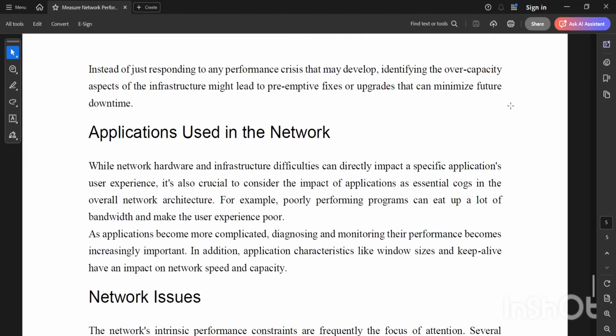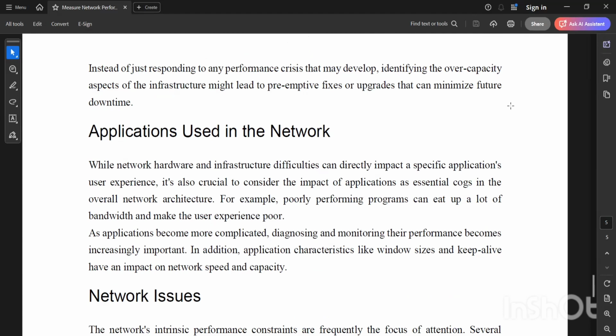Instead of just responding to any performance crisis that may develop, identifying the overcapacity aspects of the infrastructure might lead to preemptive fixes or upgrades that can minimize future downtime.